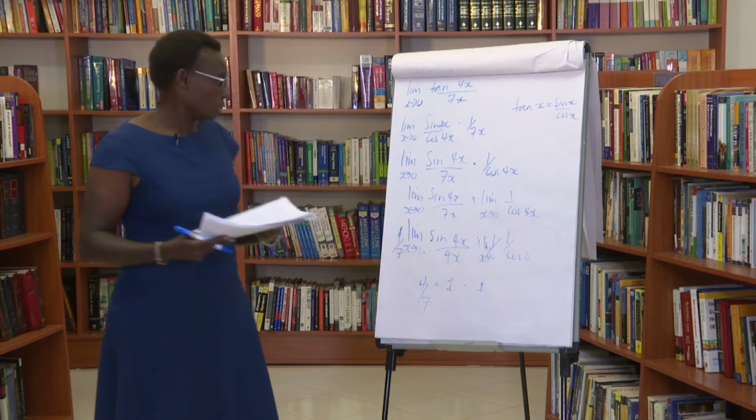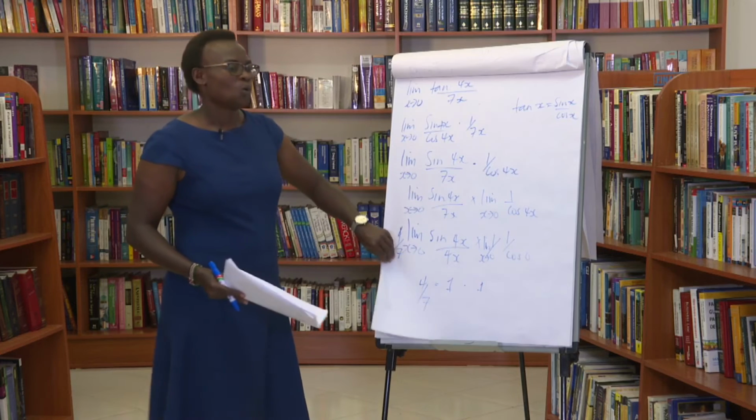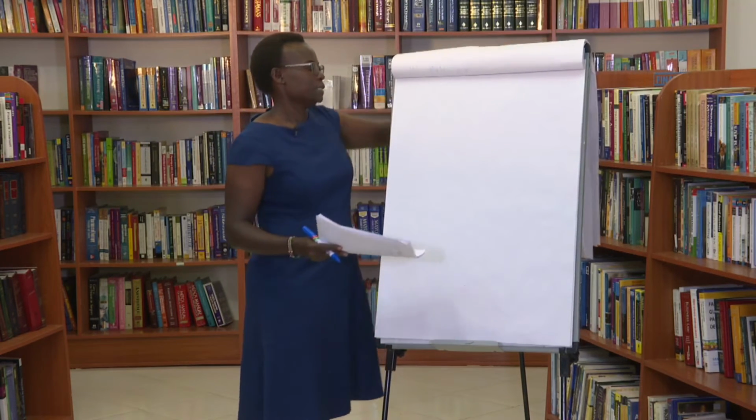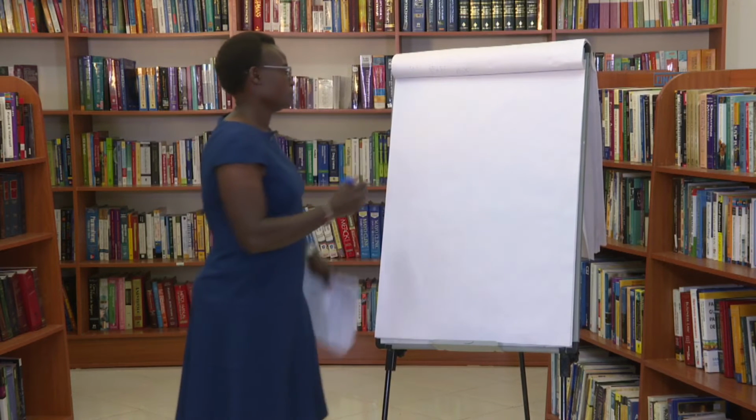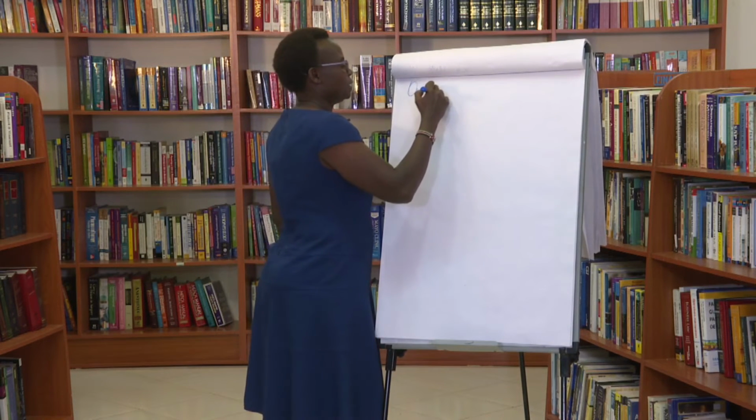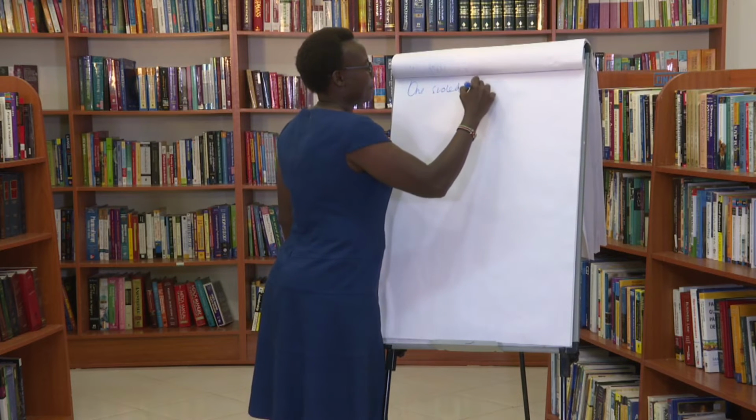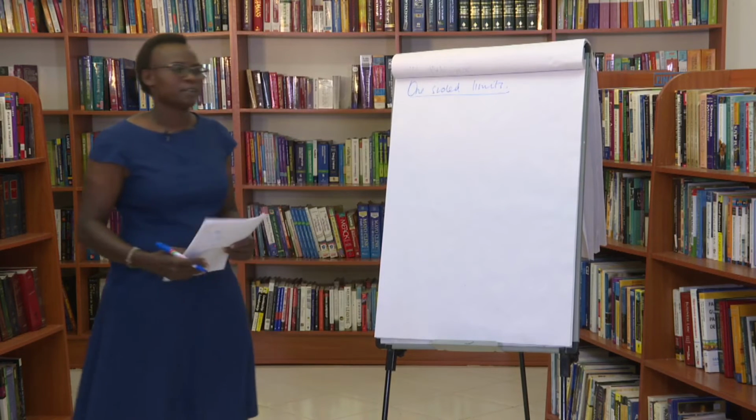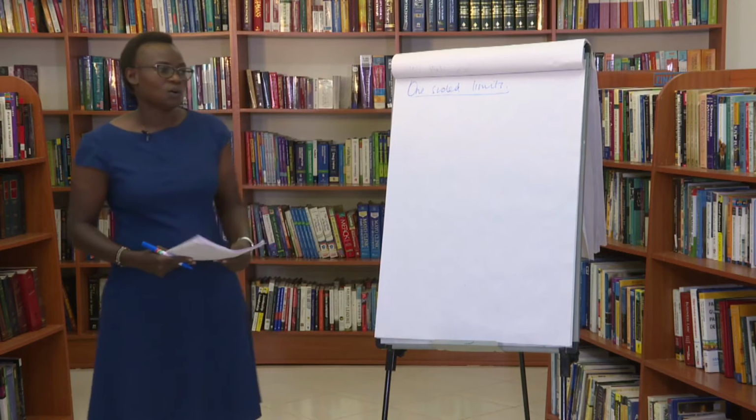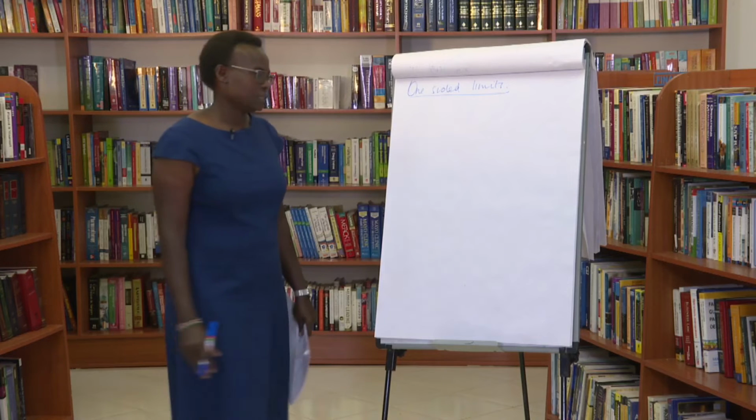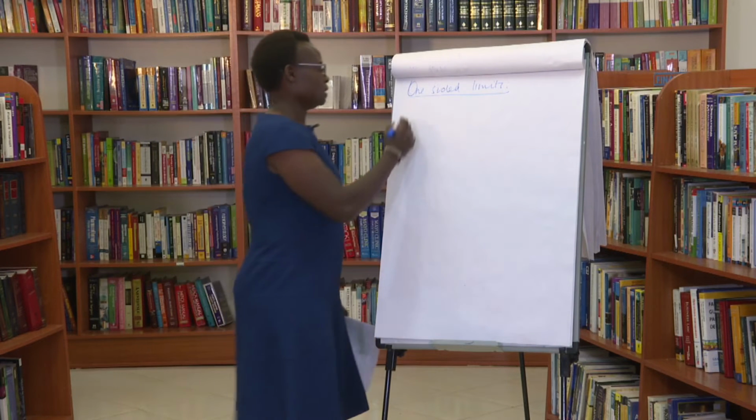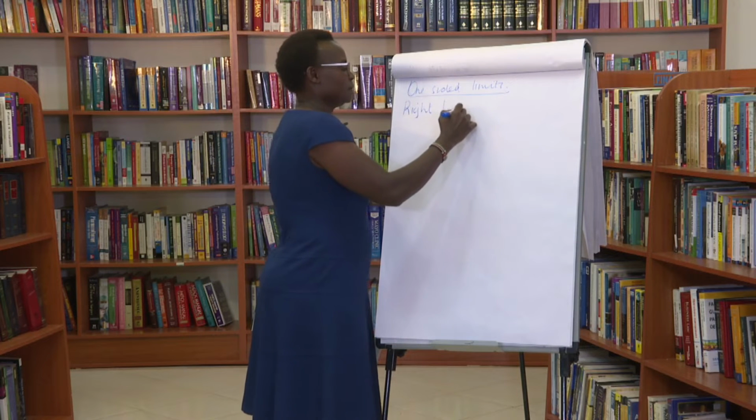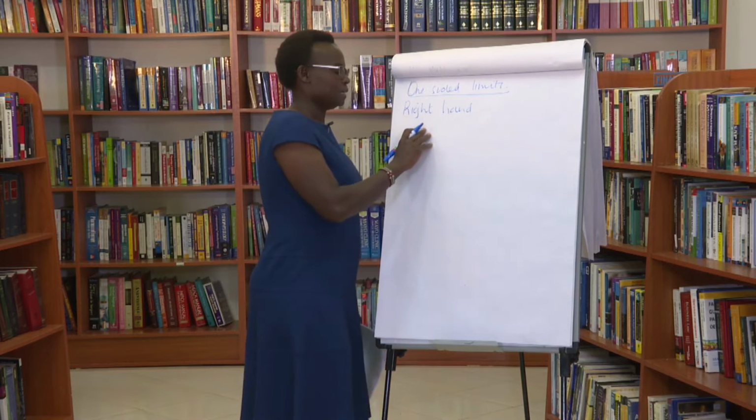So then we move to one-sided limits. Here we have either the right-hand limit or the left-hand limit. So when do we say that L is a right-hand limit, and when do we say that L is a left-hand limit?